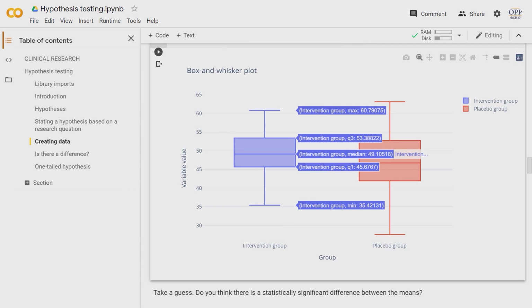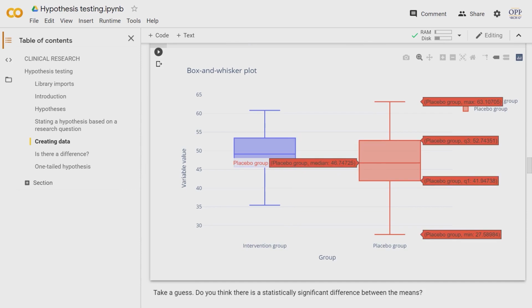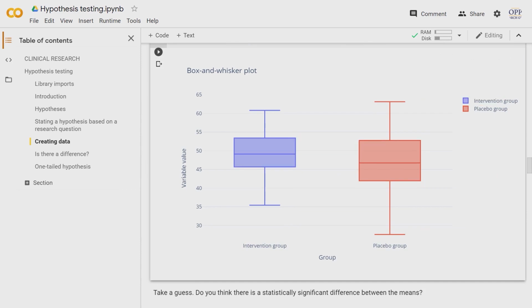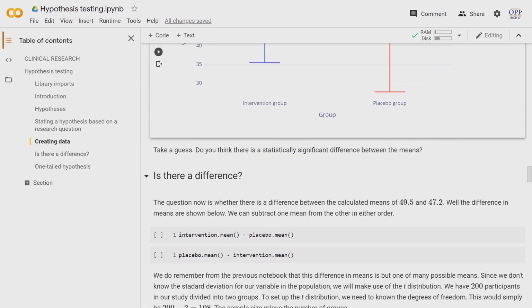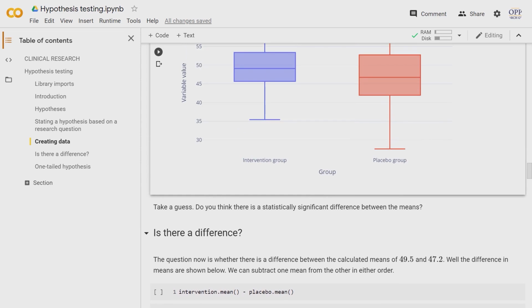So here's our intervention group. Here is our placebo group. And I wonder, do you think that's a statistically significant difference if we were just to look at that? And after you've done many of these, you can almost eyeball what is going to happen here. But there we go. We've visualized it. We've got the summary statistic. We've visualized it. So as I've written there, take a guess. Do you think it is statistically significant? Is there statistically significant difference?